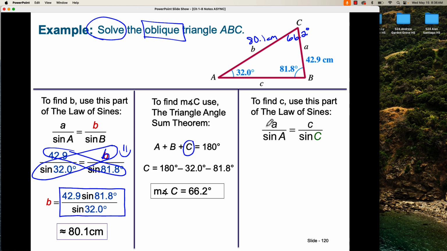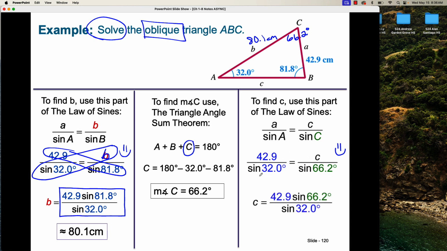All right, beyond the benefit of that strategy, this is a good choice because we know lowercase a, we know capital A, we know capital C, and just like that, we have translated from a geometric figure into an algebraic equation that only has one unknown. Cross multiply and divide both sides by sine of 32 degrees. That will isolate c for us.